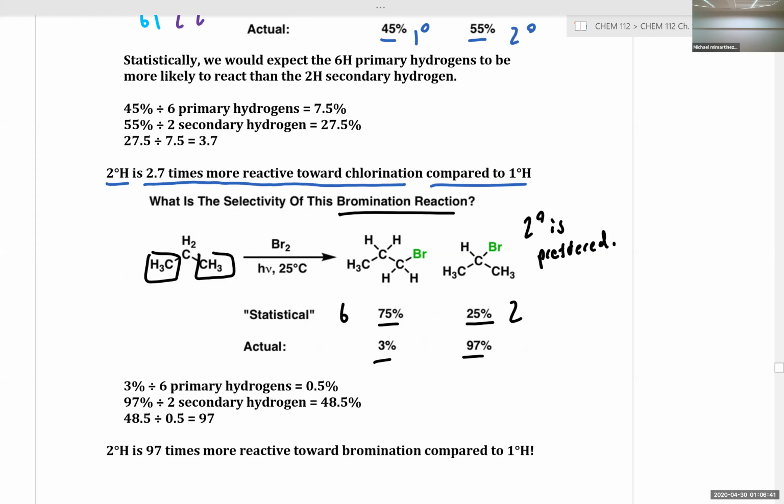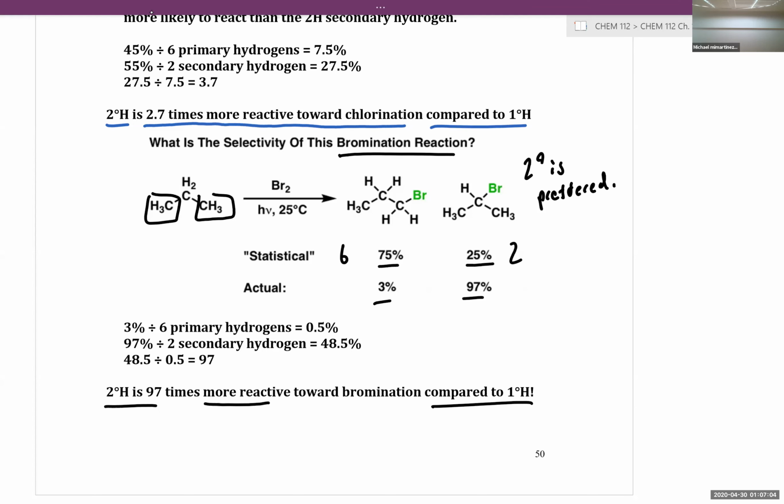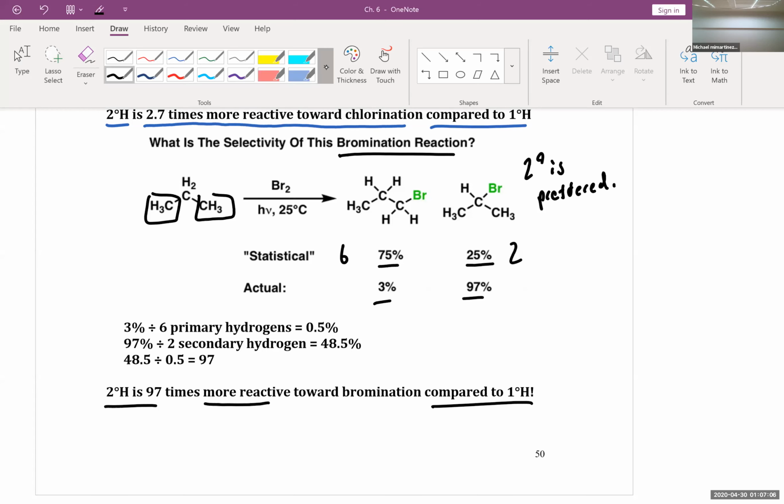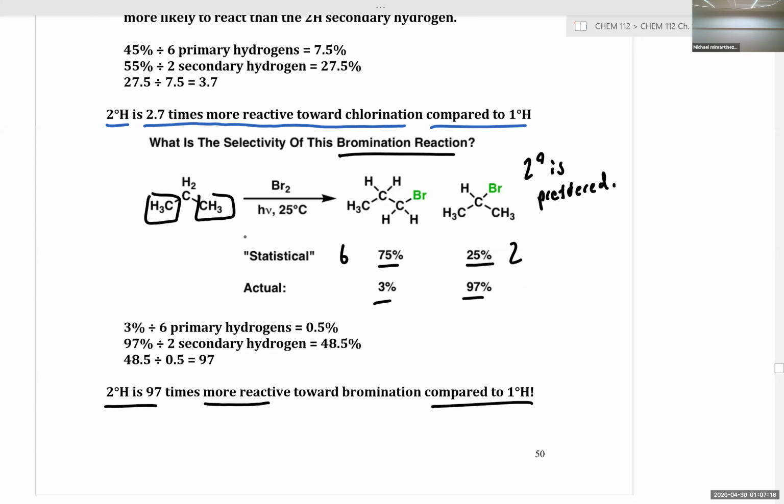This is a huge jump in selectivity. For bromination, the secondary hydrogen is 97 times more reactive compared to the primary, right? Does that make sense to everyone? Looking at the data, does everyone see that bromination is way more selective? Okay, so that's why if you look in the literature, people overwhelmingly do radical bromination over chlorination if they want selectivity for substituted positions. Okay, but we haven't answered the question of why that is.